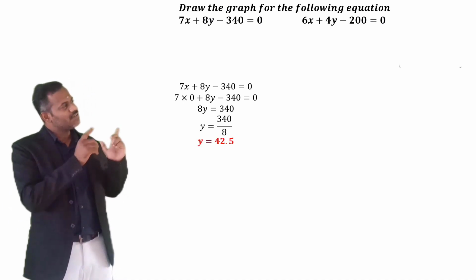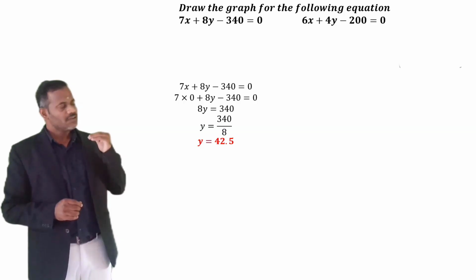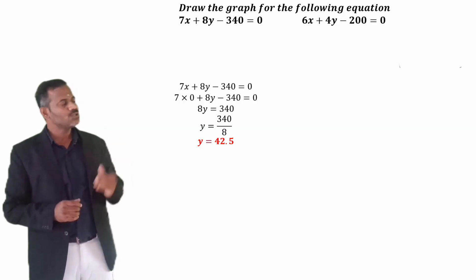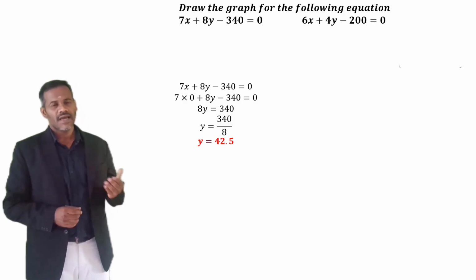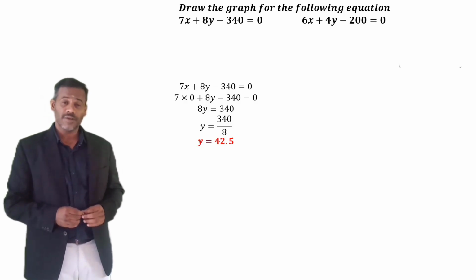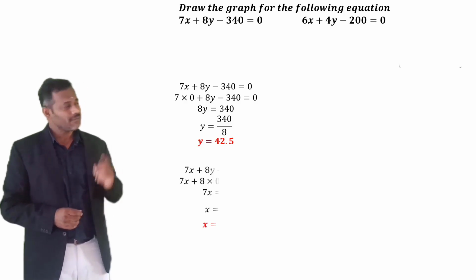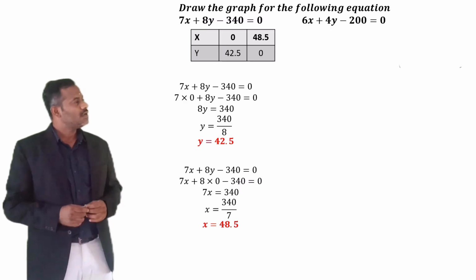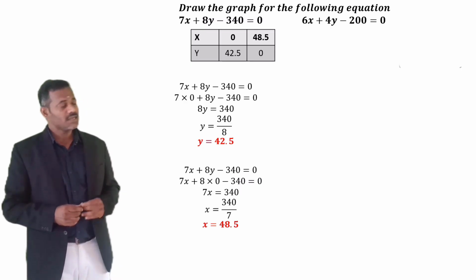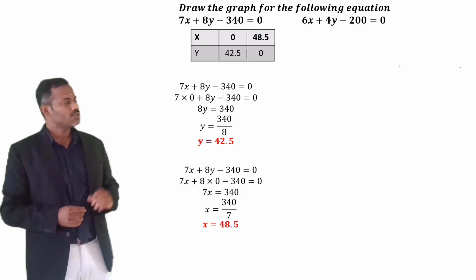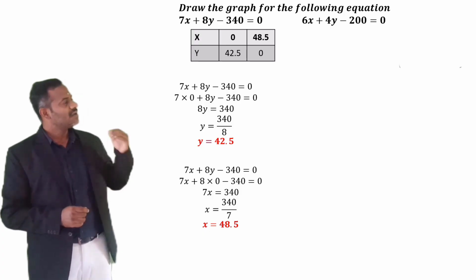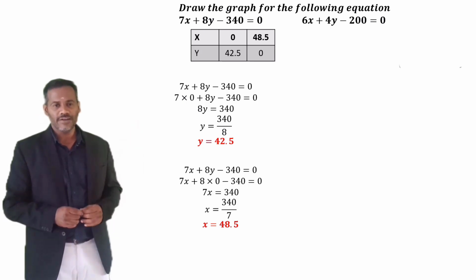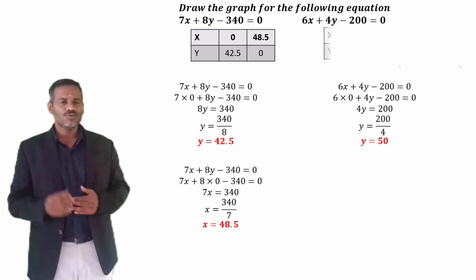Let us take three different boxes for this, and if x equal to 0, then 7 into 0 plus 8y minus 340 equal to 0, 8y is equal to 340 and y is equal to 340 divided by 8, so y is 42.5. Then let y is equal to 0. What we get? 7x plus 8 into 0 minus 340 equal to 0. So 7x equal to 340, x equal to 340 divided by 7, and we get x as 48.5.